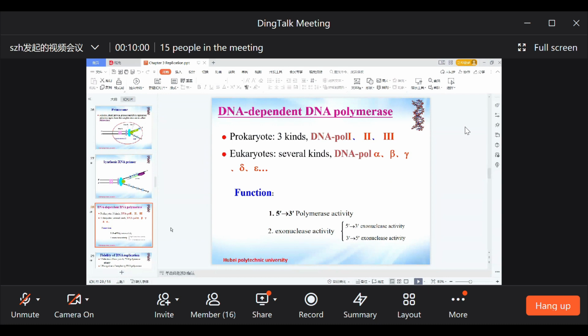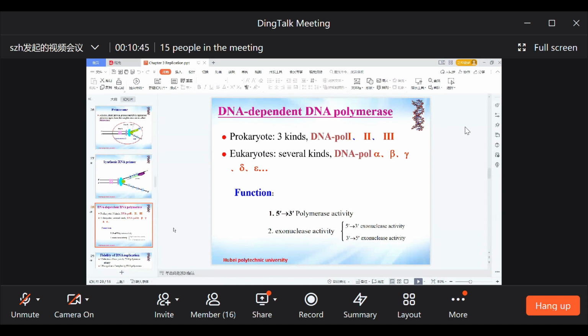Here you can see in prokaryotic organisms we found DNA polymerase 1, 2, 3. And in eukaryotic organisms we found five kinds of DNA polymerases: alpha, beta, gamma, delta, and epsilon, that is all. Maybe in the future we will find more kinds of DNA polymerase. Here, choosing and keeping the correct base pair is finished by the DNA polymerase.